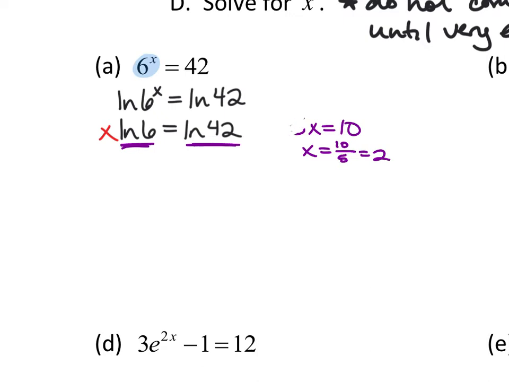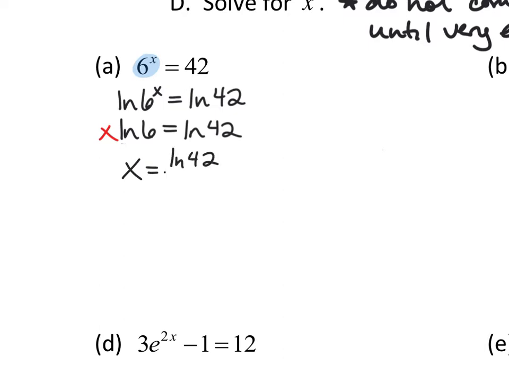Okay, let me erase this for a second. We're treating this as if it's a regular linear or in some cases quadratic expression, and we're solving for x. So I'm going to divide by natural log of 6 on both sides. So I'd get the natural log of 42 divided by the natural log of 6. And at this point, this is something you can throw into your calculator.